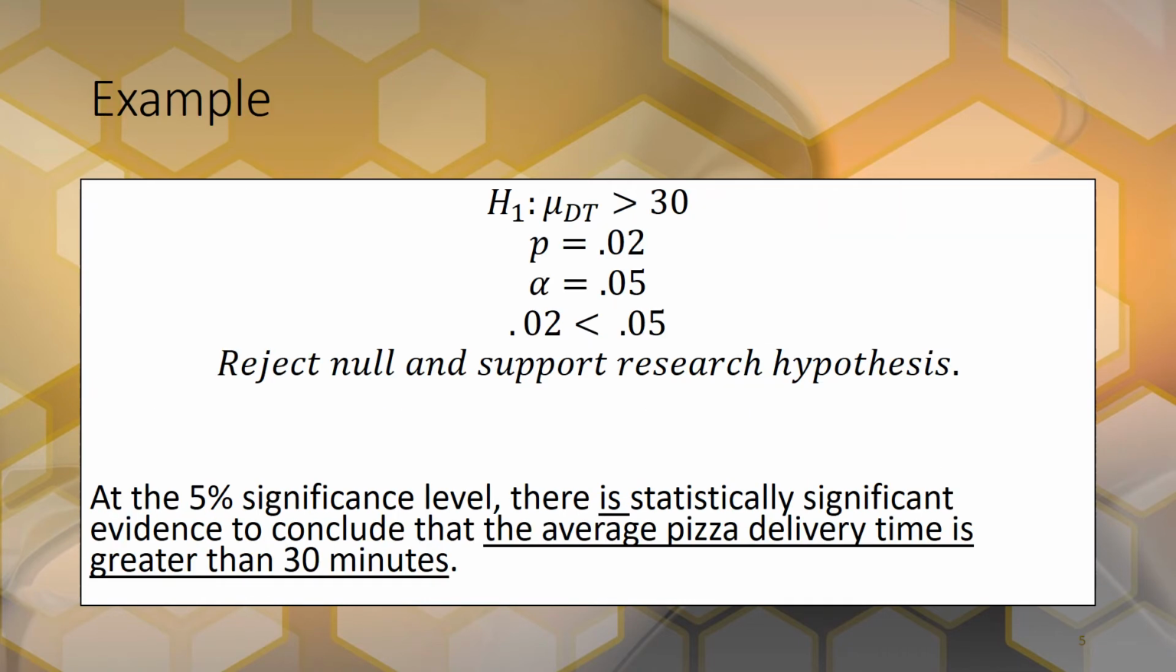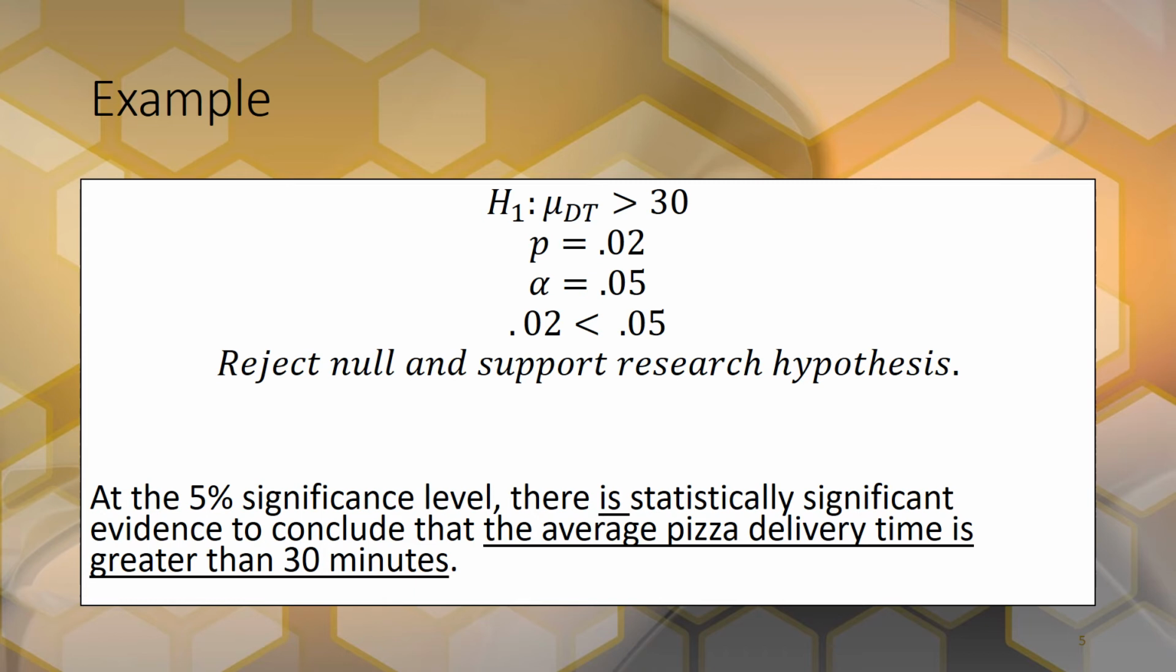So here's our example. Say our research hypothesis was that the average delivery time was actually greater than 30 minutes. We found a p-value of about 0.02. And say we set our alpha level at the most common level used in psychology, which is 0.05. So our p-value of 0.02 is less than our alpha level of 0.05. Thus, we reject the null and support the research hypothesis because our p-value is less than our alpha level. If our p-value is greater than our alpha level, we would not reject the null and we would not find support for our research hypothesis.